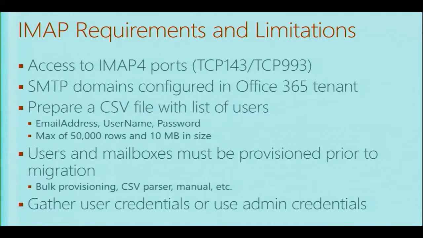Now, to perform an IMAP migration, there are some requirements, though. You have to, for instance, allow access via the IMAP ports to your email servers. That's going to be TCP 143 for regular IMAP, or TCP 993, which would be preferred, which is secure IMAP. You do have to configure your vanity SMTP domains inside of Office 365 first before you can move. And then the process involves creating a CSV file that has your user information in it. You also do need to provision your users and mailboxes before you can migrate, because you're basically creating an empty mailbox and then migrating the mail data in.